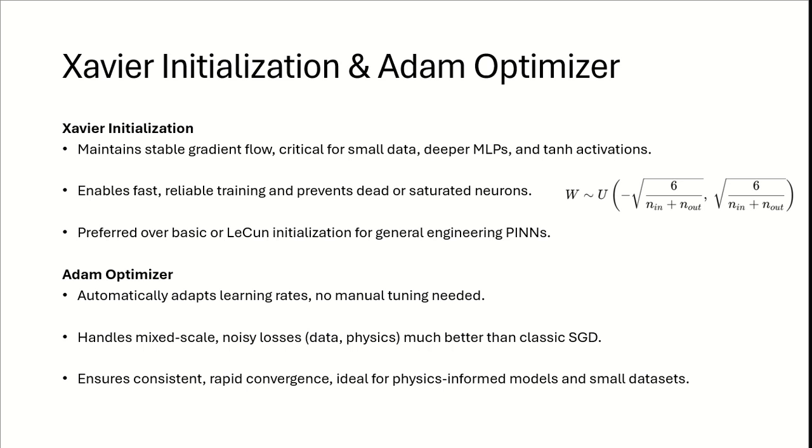Adam automatically adapts learning rates, eliminating the need for manual tuning, which is a huge advantage when dealing with the complex mixed-scale loss functions we have in the PINNs. The data loss and physics loss components often operate at different scales, and Adam handles this mixed scale and the noisy loss landscape much better than classic stochastic gradient descent. So this ensures the consistent convergence we need to have predictions spot on for our PINN.